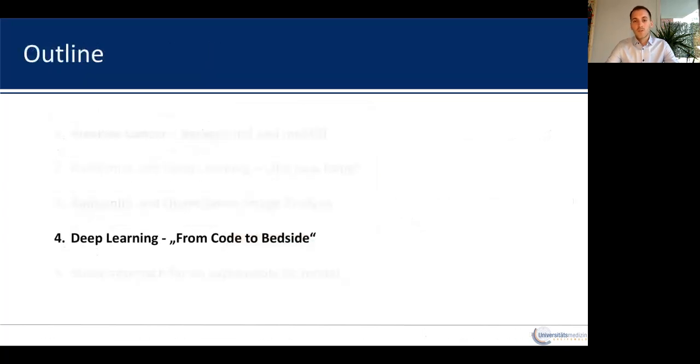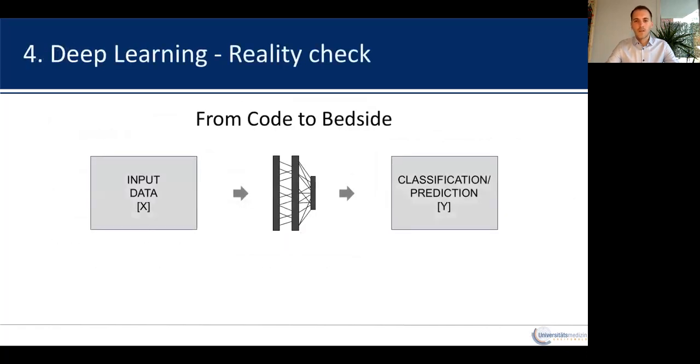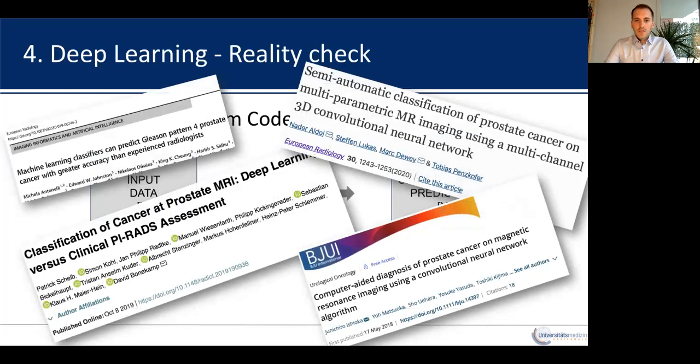So from here, we jump into deep learning, which might be a next step in the development of these emerging technologies. And I want to discuss the deep learning approach with the topic from code to bedside. We all have in mind the typical workflow of a deep learning study. We have the input data on the left-hand side, our deep learning system in the middle, and on the right-hand side, our tasks, so classification or prediction. The deep learning approach was applied by several researchers and teams and has achieved great performances with AUCs of over 0.9, which also led to high impact studies such as publications in Radiology or European Radiology.